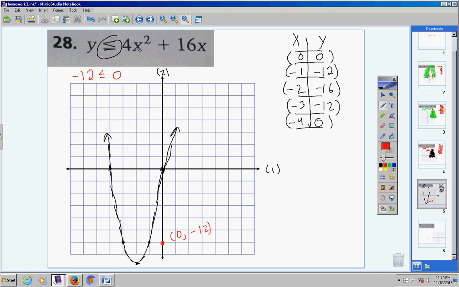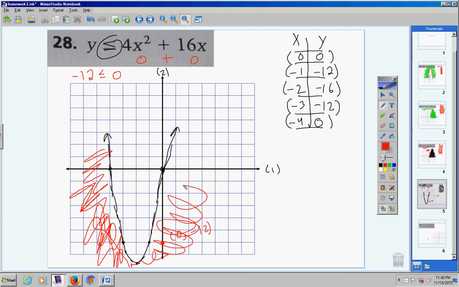0 squared is 0 times 4 is 0. 16 times 0 is 0. You get a 0 here, 0 here, 0 plus 0 is 0. Negative 12 is less than 0. That's true. On a number line, negative 12 is further to the left than 0. So this ordered pair is true. So if that ordered pair is true, then we're going to shade on the outside where that ordered pair is. Okay? And there we go.